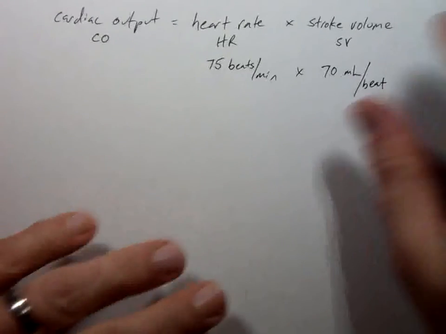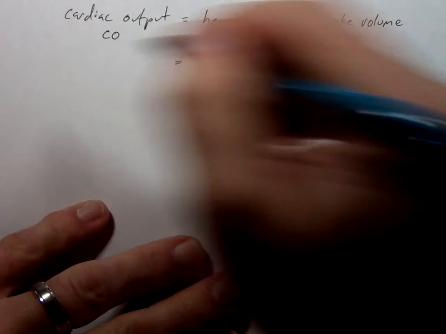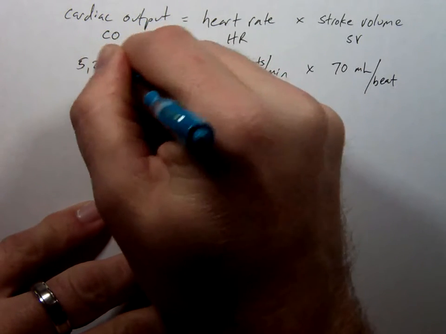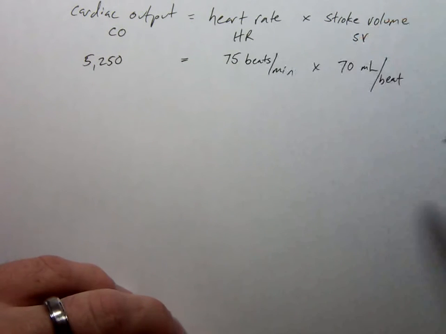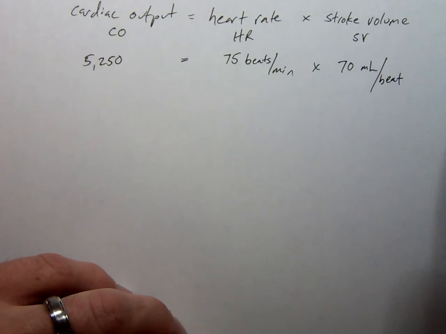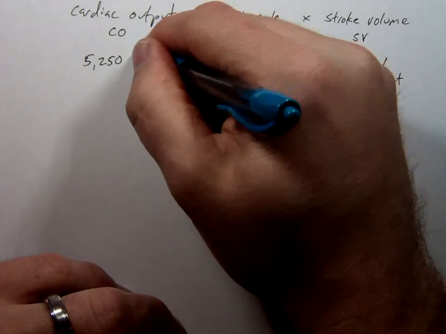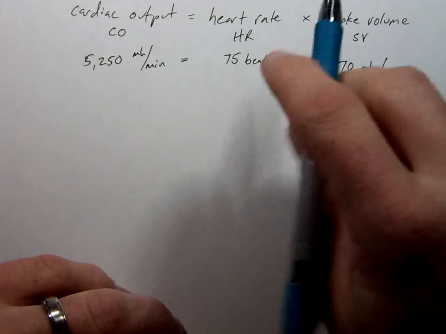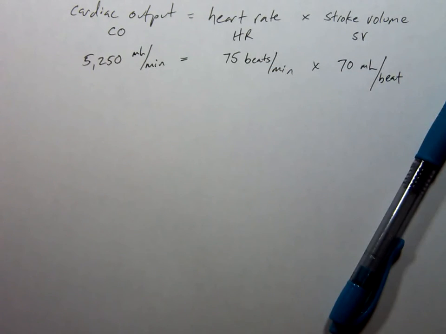Okay, here we go. 70 times 75, you multiply those two together, you're going to end up with a number like this: 5250. And I'm going to cancel out what unit? Beats will cancel out. And I'll end up with milliliters per minute. That's a lot of blood. It really is. Let me see if I can quantify that.